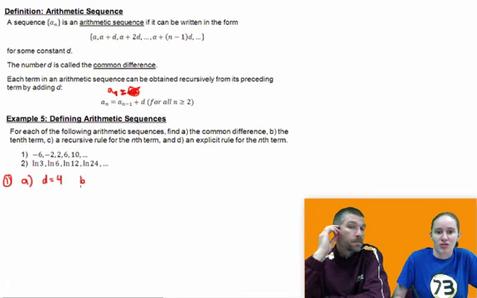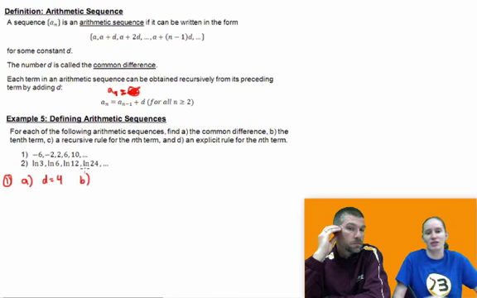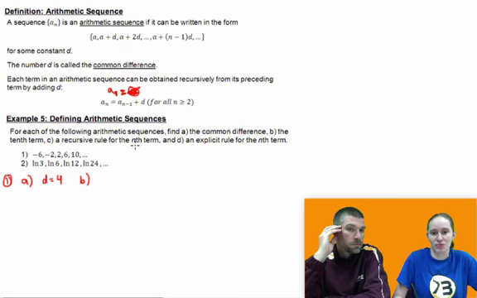Right. So I kind of am frustrated about the order of these numbers because I don't want to have to find the 10th term right now. I would rather write a rule and then use the rules. Yeah. So let's write the rules first.